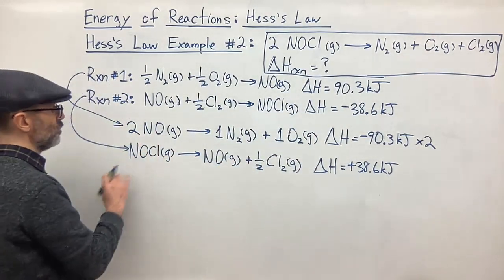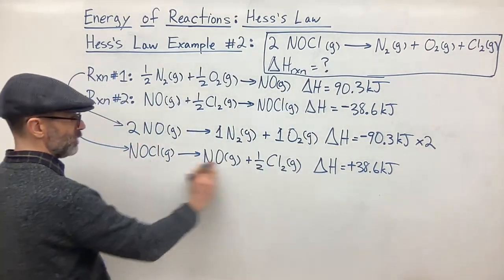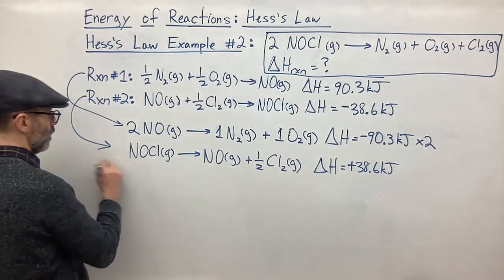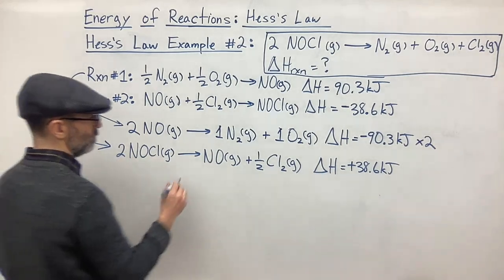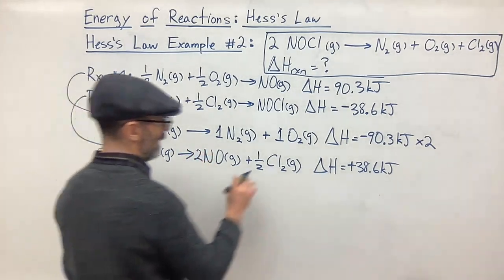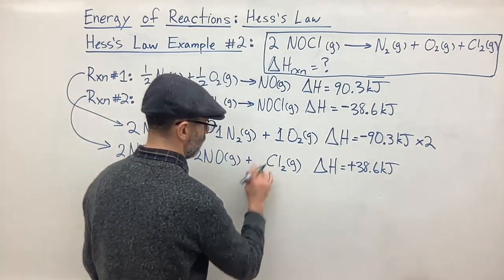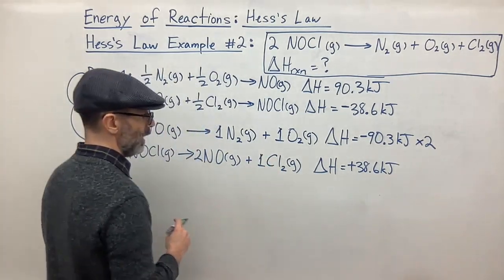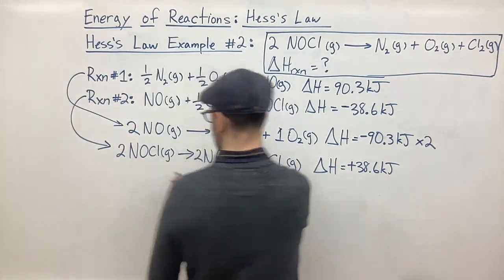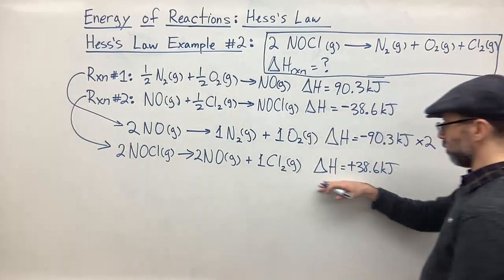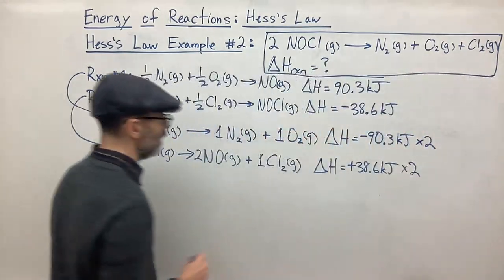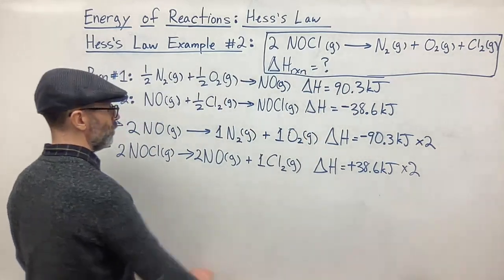Okay, so we got it reversed. So the next thing we need to do is multiply the equation by 2 to get rid of this 1/2. So we're going to multiply this by 2. We're going to multiply this by 2. And we're going to multiply this by 2. And that's going to give us a 1. And so now we're ready. So again, since we multiplied our equation by 2, we're going to have to multiply the delta H by 2. So that's going to be multiplied by 2. And let's see what we get here.